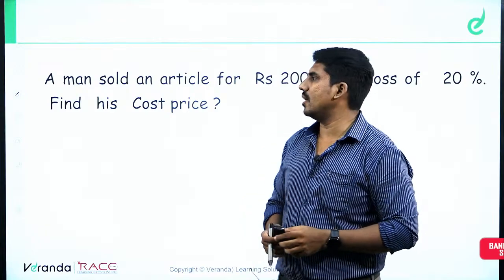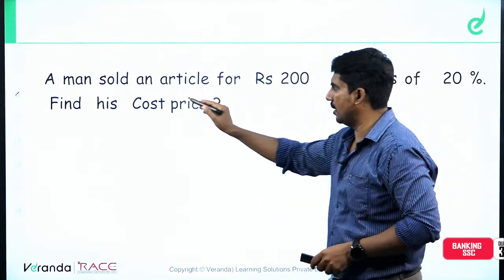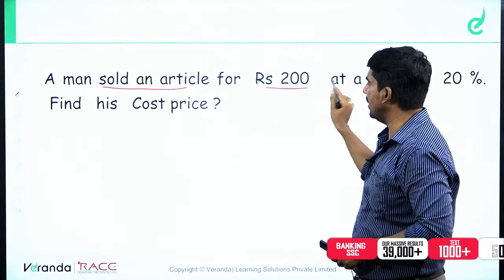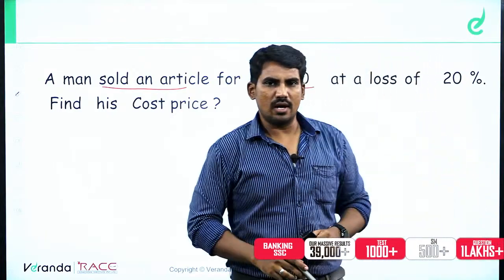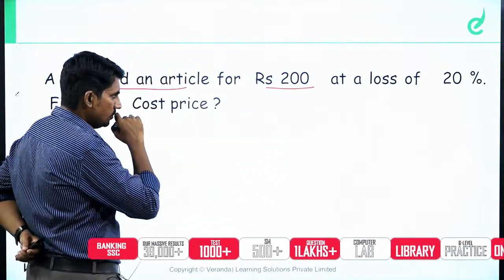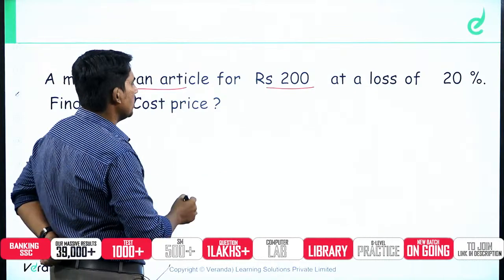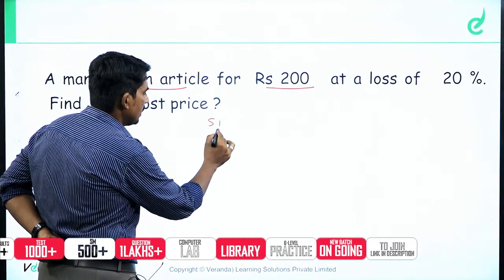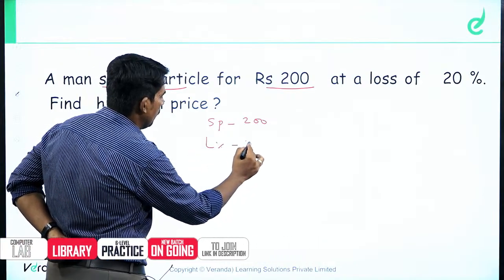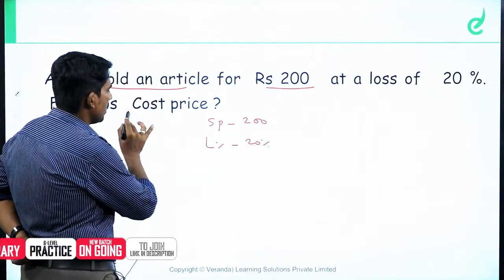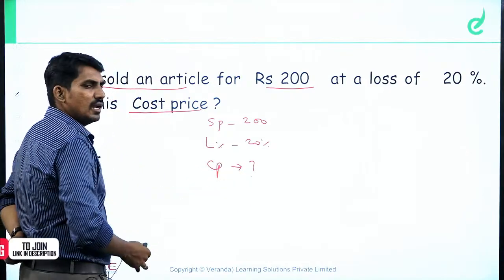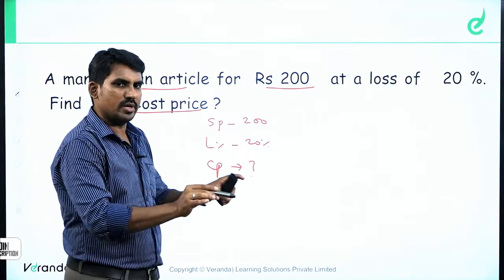Then we continue with the question. A man sold an article for rupees 200 at a loss of 20%. Decode the question: selling price is given as 200 rupees, loss percentage is given as 20%. What they are asking is to find the cost price. What is the single line equation? How can we solve the question?